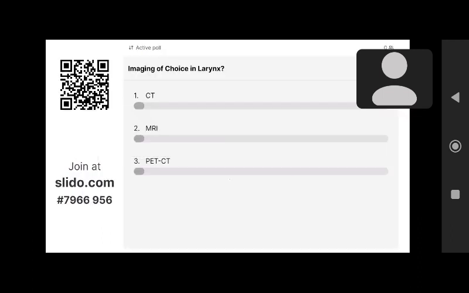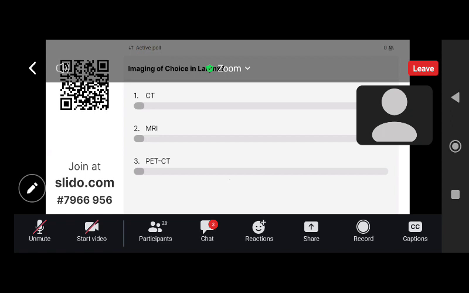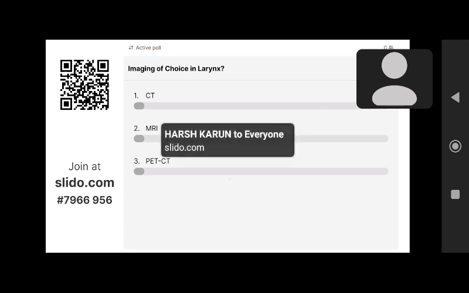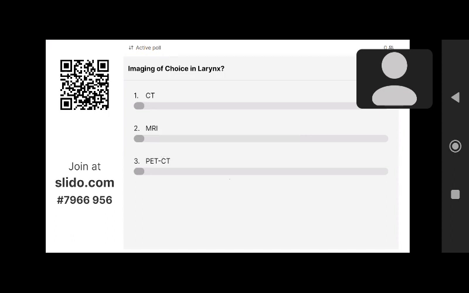I'll just comment on what Dr. Rakesh has to say. What is the best test to rule out inoperability of CA larynx? Dr. Rakesh has put in a comment in the chat box: what is the best test to rule out inoperability of CA larynx in terms of posterior extension, DL scopy versus CECT? Dr. Rakesh, posterior extension, prevertebral fascia infiltration is a telltale sign in your OPD itself.